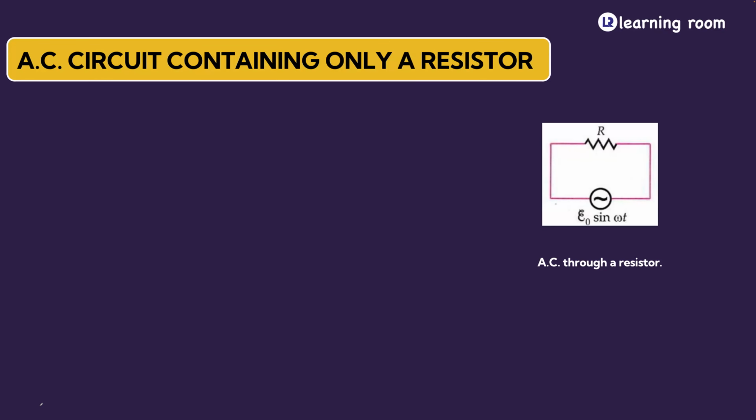So if you look at the topic, what is there? You have an AC source. What is the AC source here? This one, the circle with the sine wave inside. You have an AC source which is connected only to one passive element. What is that passive element here? It is a resistor.